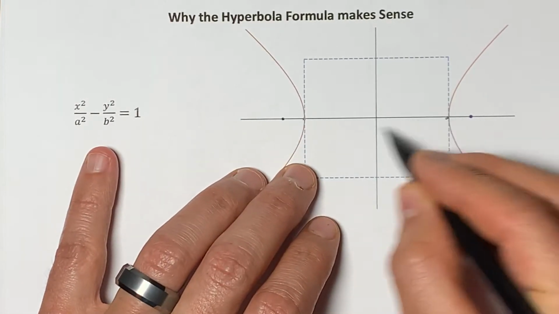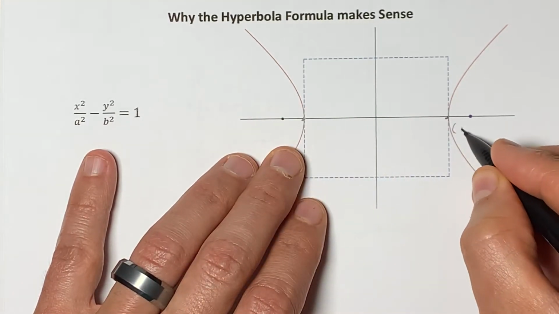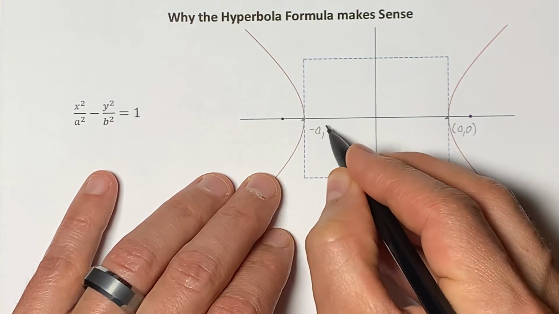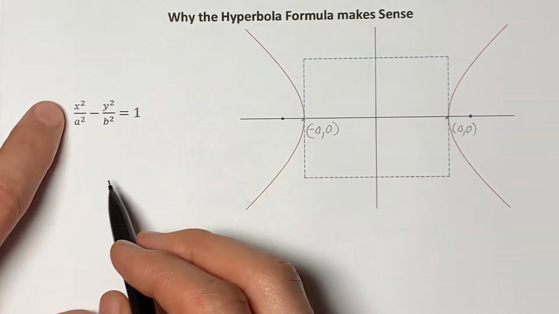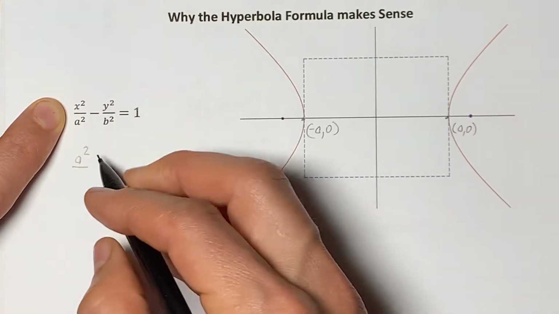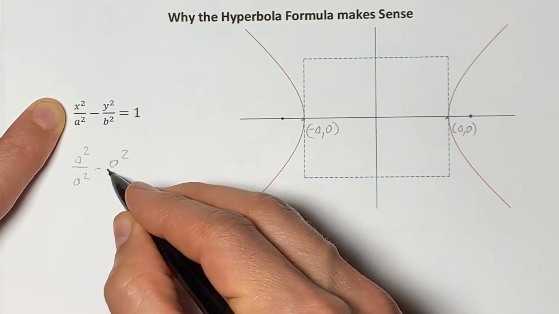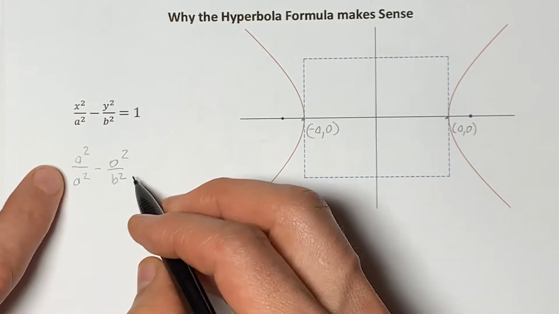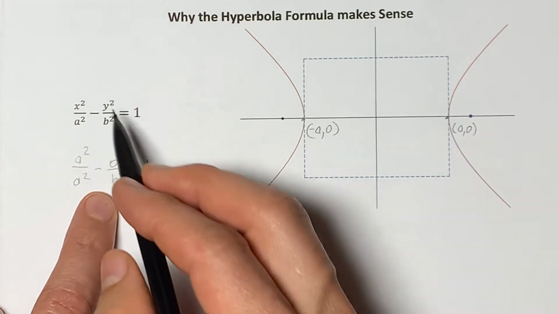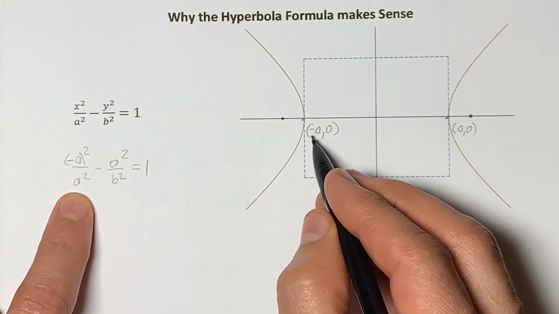First off, the vertices of the hyperbola would be at (a, 0) and (negative a, 0). And that makes sense because if you plug a in for x and 0 in for y, you're going to get a squared over a squared, 1 minus 0 is 1. So this point actually does make this true. Of course, if you put a minus in here and square it, that doesn't change anything at all.